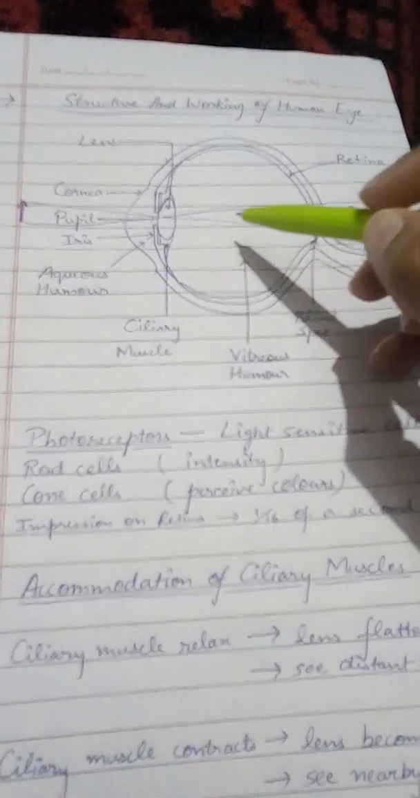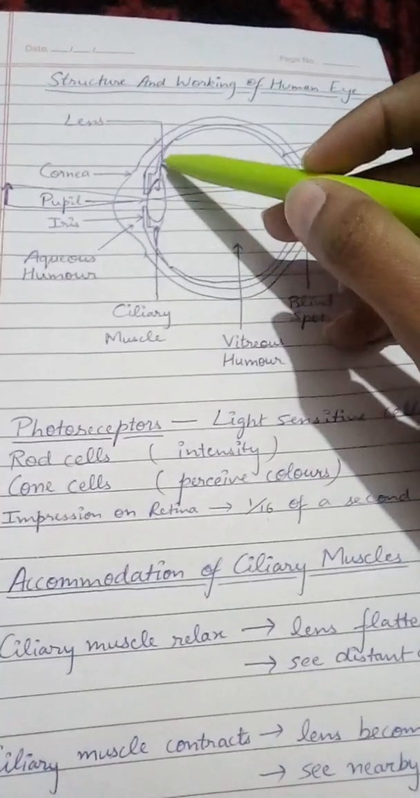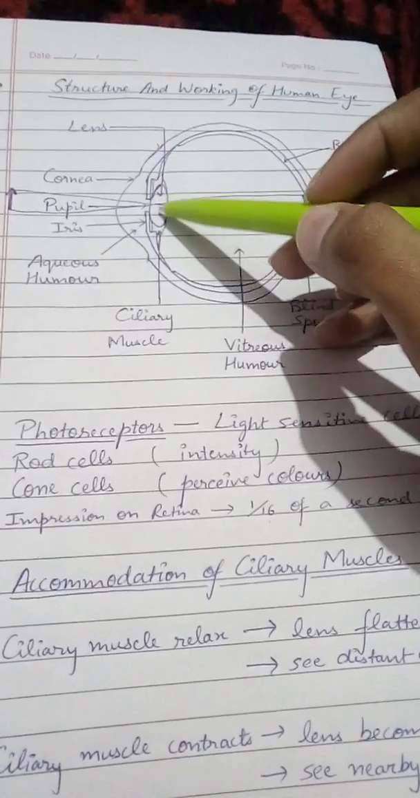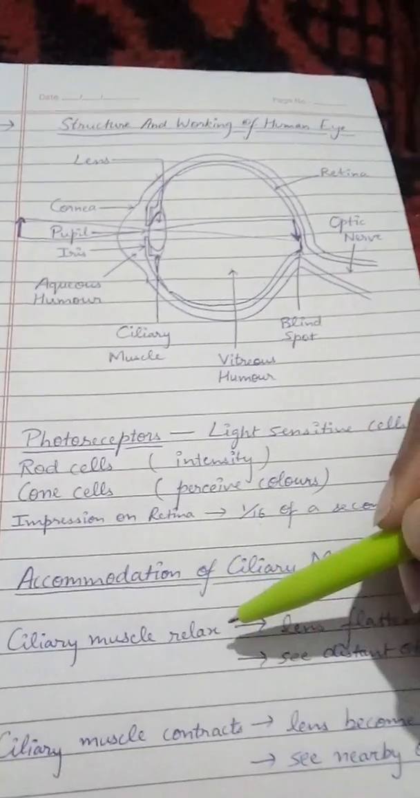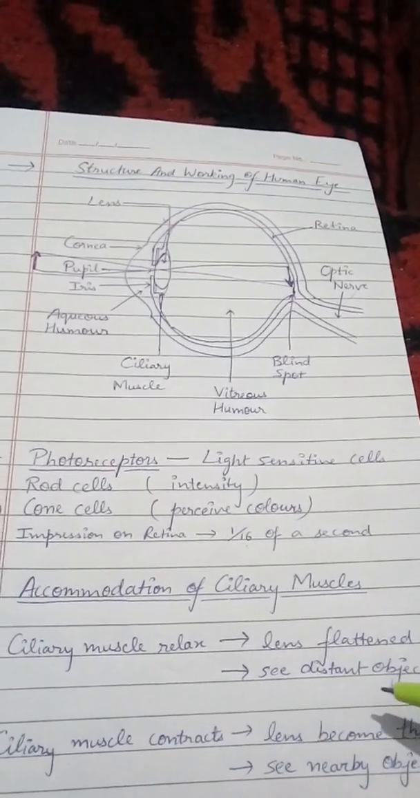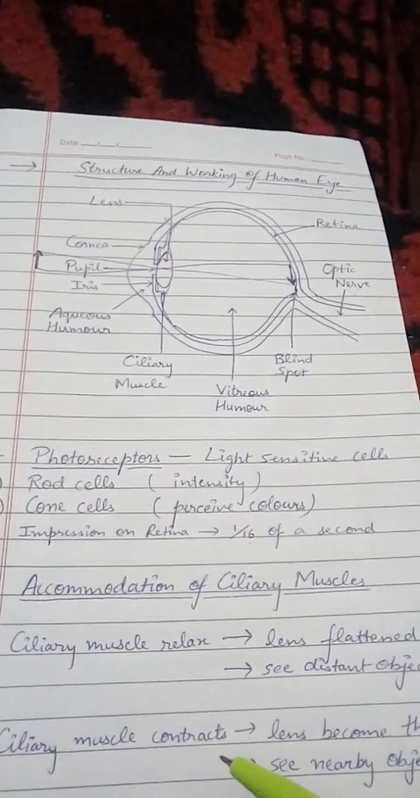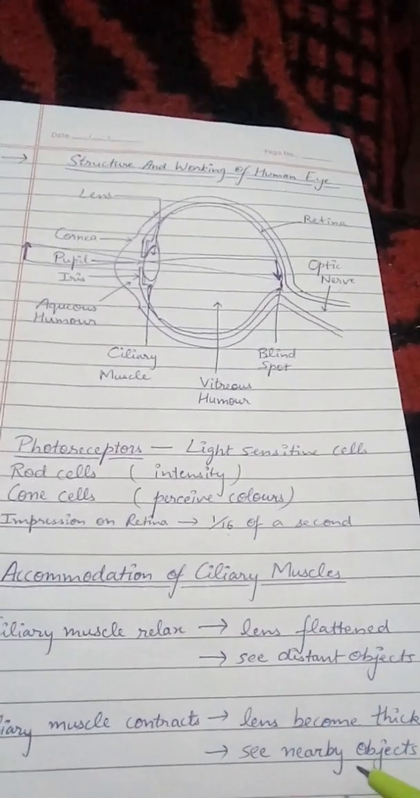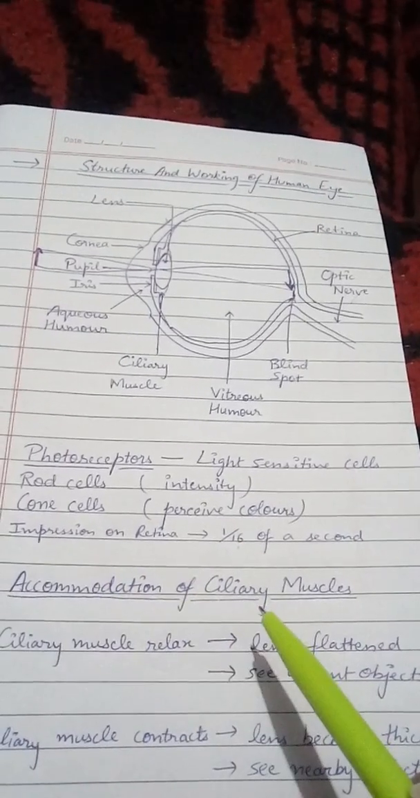So, these are the ciliary muscles. It is very important to know that ciliary muscles help the lens to adjust its size. When ciliary muscles relax, the lens gets flattened and we can see distant objects clearly. When ciliary muscles contract, the lens becomes thick and we can see nearby objects clearly. This process is also called the accommodation of the eye.